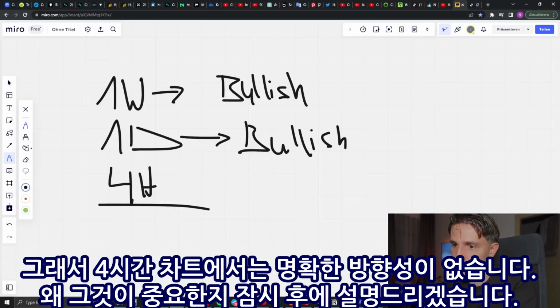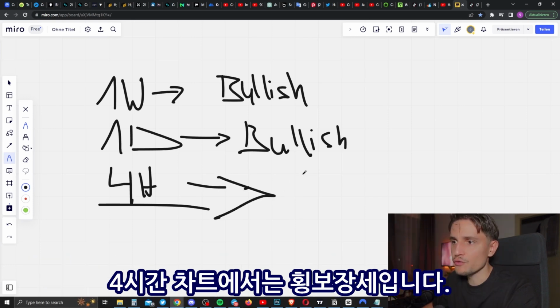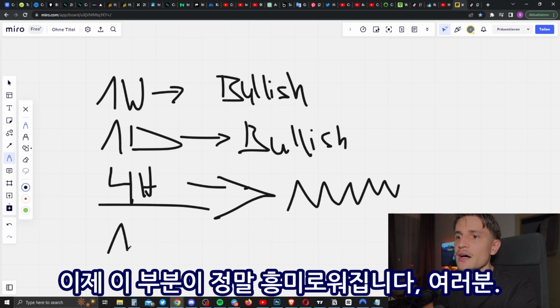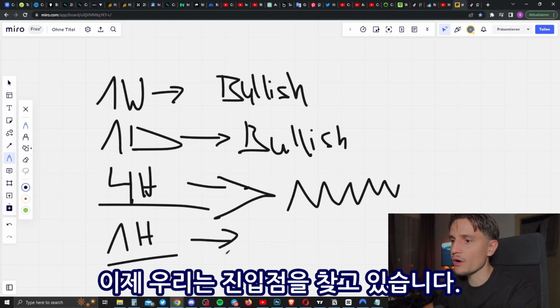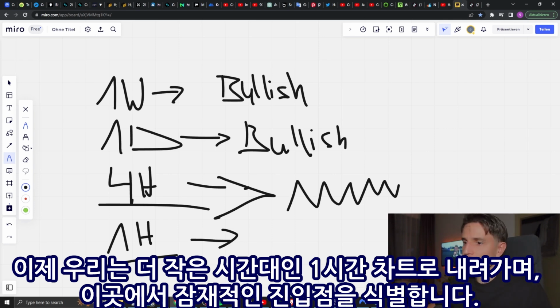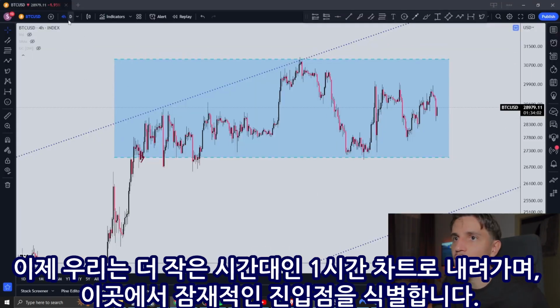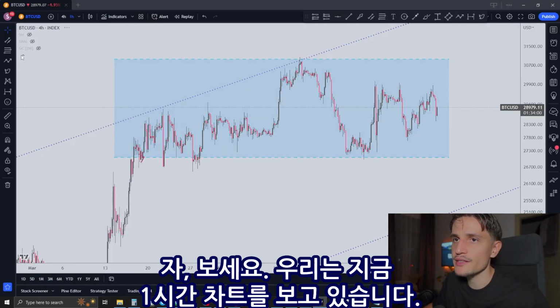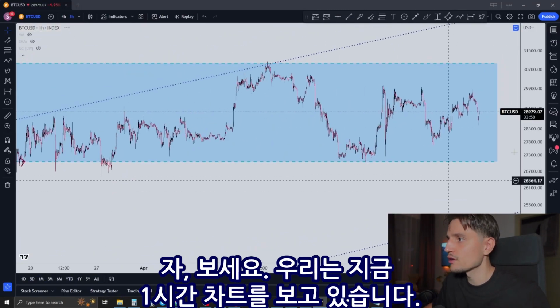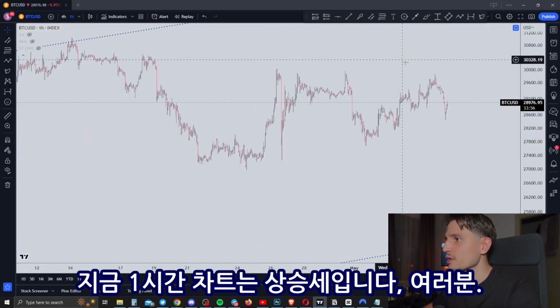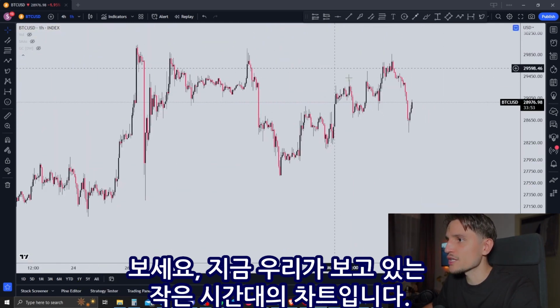So let's take some notes. Once again, I will explain to you in a minute why that is so important, guys. So on the 4-hour time frame, we have sideways action, right? And now this is where it gets very interesting, guys. Now we are looking for entries. So now we are going lower into the smaller time frames, and this is where we identify a potential entry, guys. Now look at this. We are looking at the 1-hour time frame right now, and it's bullish, guys. Look at this.